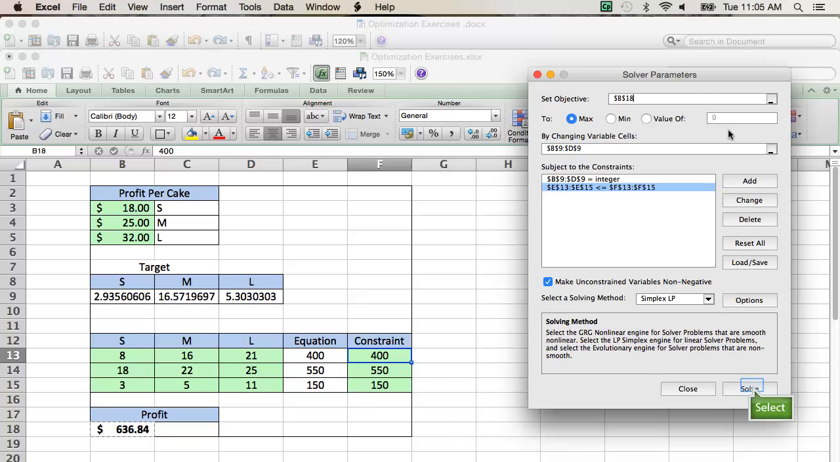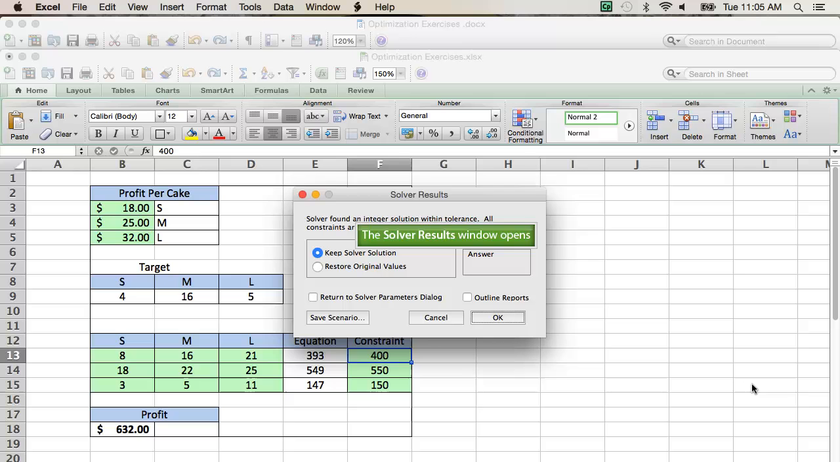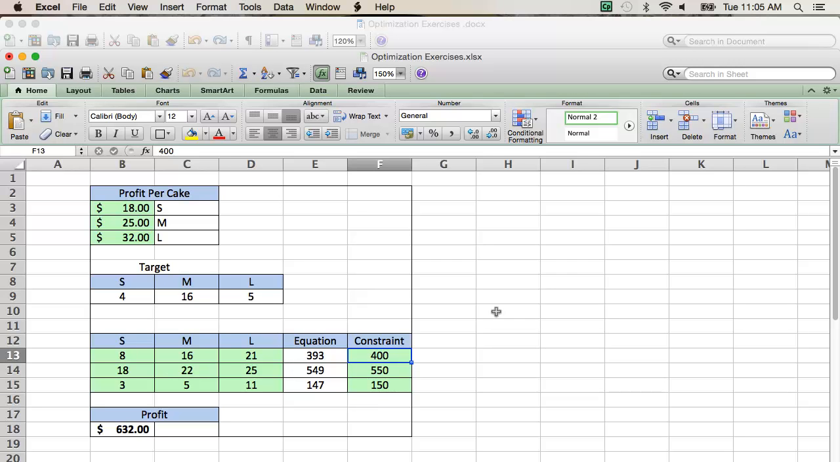So now if we click Solve, the additional constraint of adding the integer constraint gives us integer answers, and we can see that we have a little bit of slack in each one of our ingredients. In other words, none of the constraints, in order to achieve a max profit of $632, none of these three constraints are binding. Now remember, there may be more than one optimal solution.